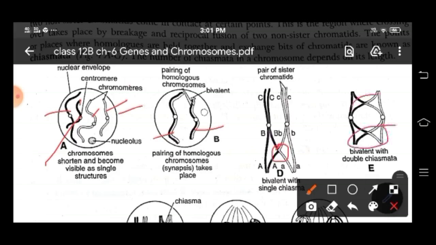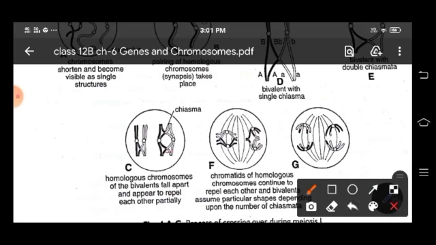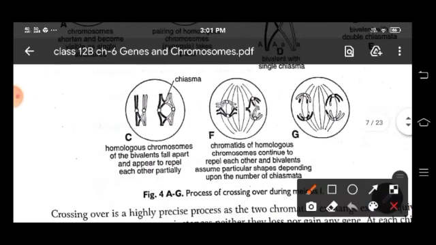Now these homologous chromosomes get separated and are partially repelled from each other. Now the chromatids of homologous chromosomes continue to repel each other, okay, and bivalents assume particular shapes depending on the number of chiasmata.